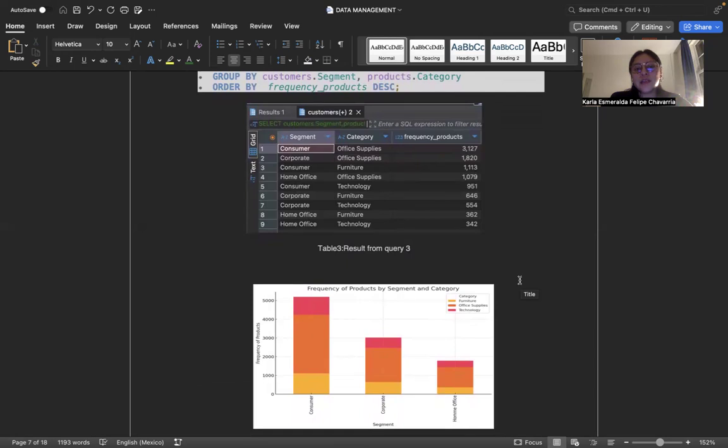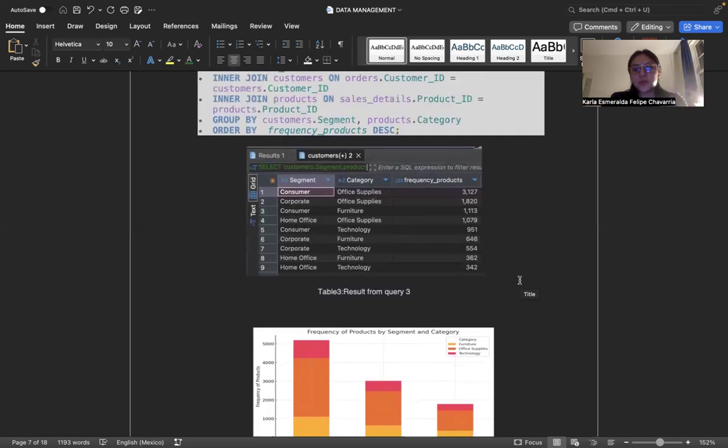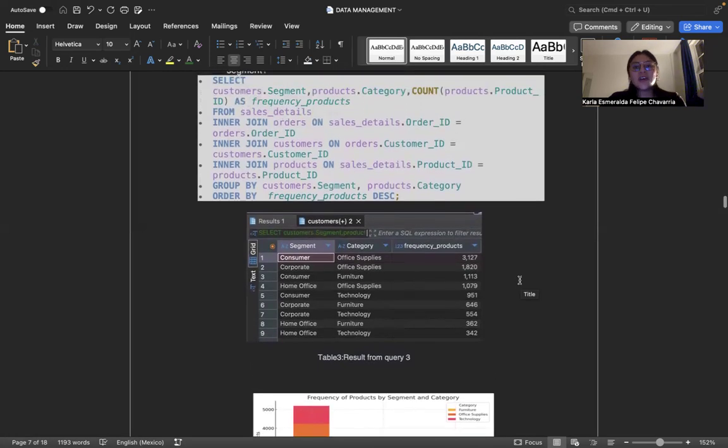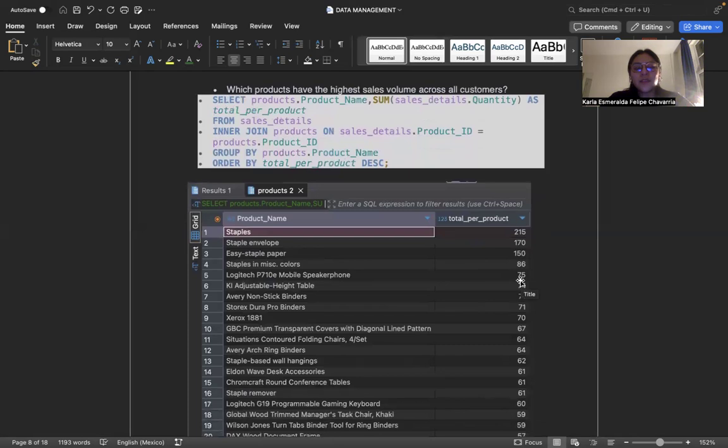Where we can see the consumer, corporate, home office segments, and the categories of the products, and also the count of the products, not the customers, but the products that were bought by the customer according to the category and the segment. And the next question is, which products have the highest sales volume across all customers?